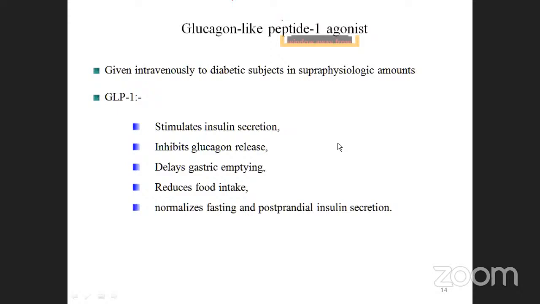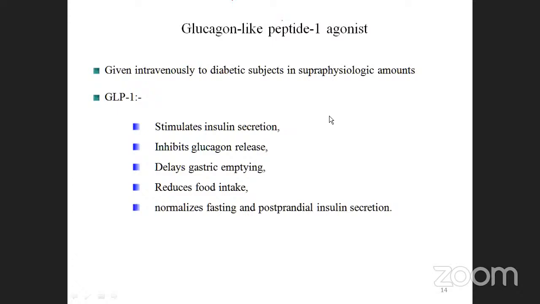Why is it stimulating insulin secretion? Because it is acting as an insulin secretagogue. It will act on the, it is an incretin. Inhibit glucagon release, so that's the same thing I mentioned. Delay gastric emptying time. It calms the peristalsis, calms muscle contraction. That reduces food intake. So there will be an end result of normalization of glucose level.